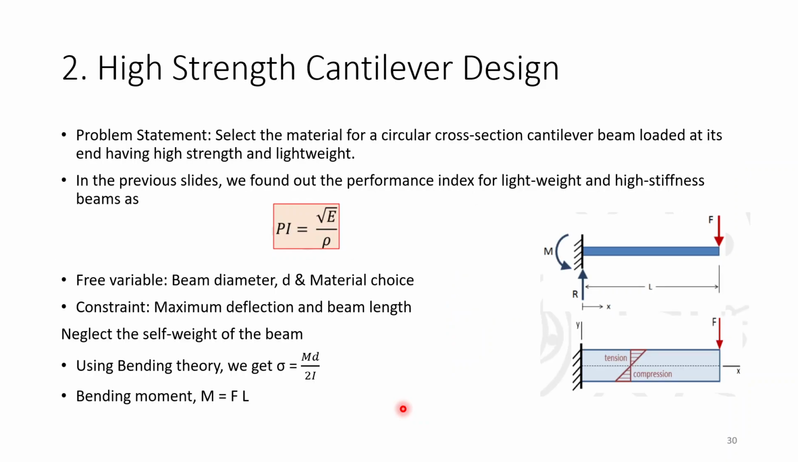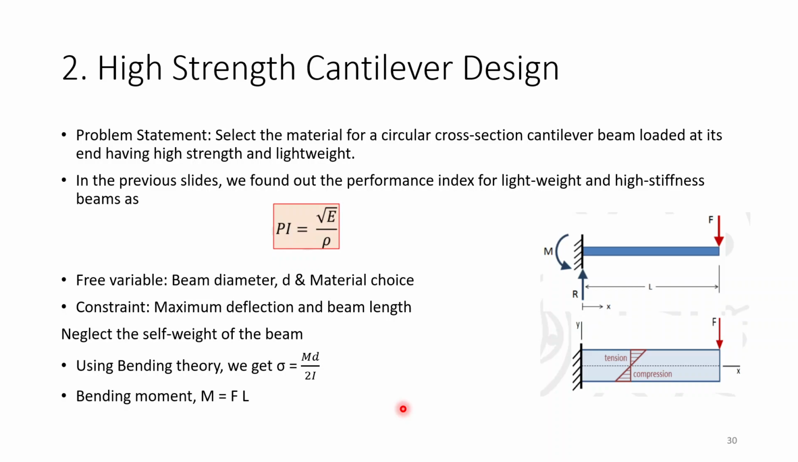Next you have high strength cantilever design. In this case, your problem statement is you have to select a material for a circular cross section cantilever beam loaded at its end, having high strength and lightweight. In the previous slides, we found out the performance index for a lightweight and high stiffness beam as Pi equal to root E upon rho. In this case, you have free variables as beam diameter and material choice.